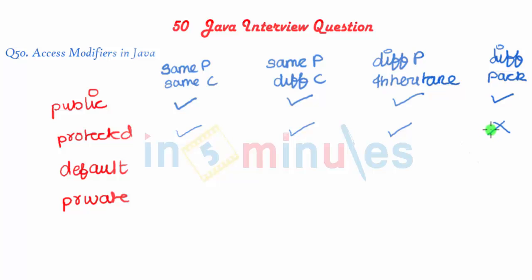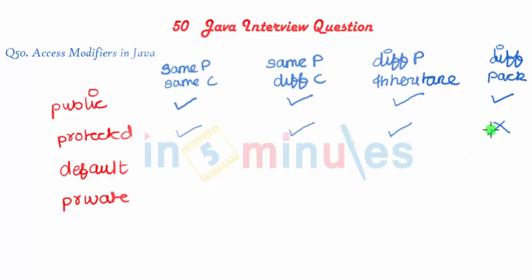Now talking about the default access modifier. The default access modifier is one which comes into the picture when you have not mentioned either public or protected or private. So the default modifier is something like there's no access modifier when you have written nothing. So what about the visibility of a default field?